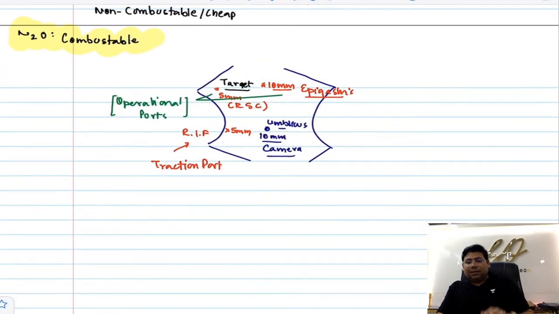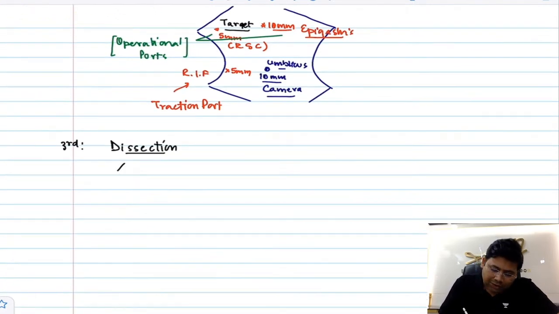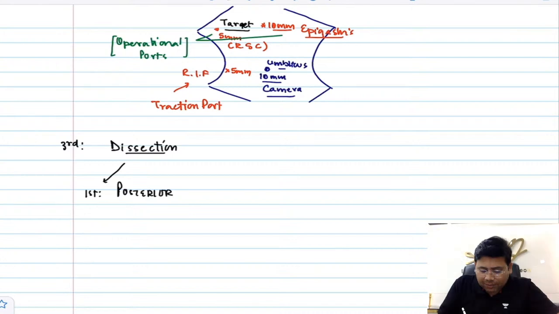Next is, so these are the ports. The third step is the dissection. Now when we talk about dissection, there are two things that you need to dissect. The first thing that you need to dissect is the posterior window of safety. What is the concept of posterior window of safety? We need to go behind the gallbladder and separate it.